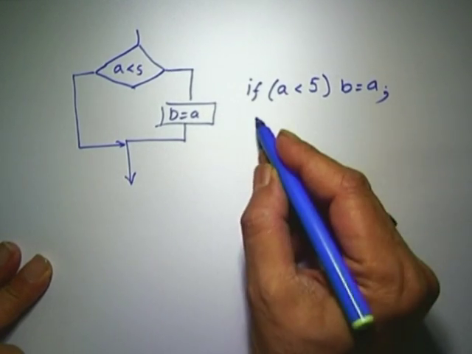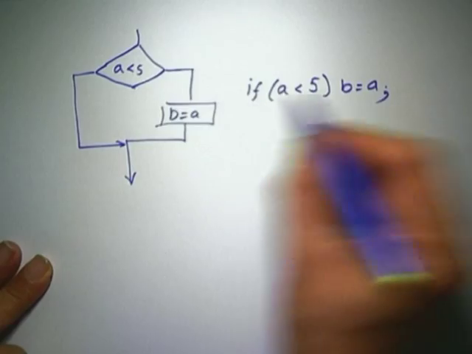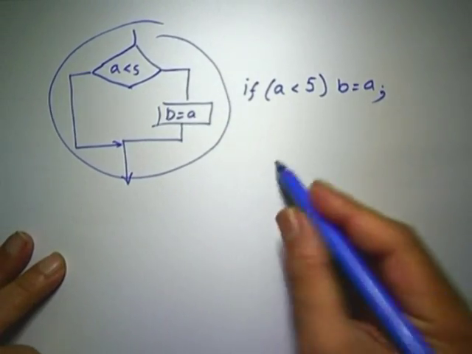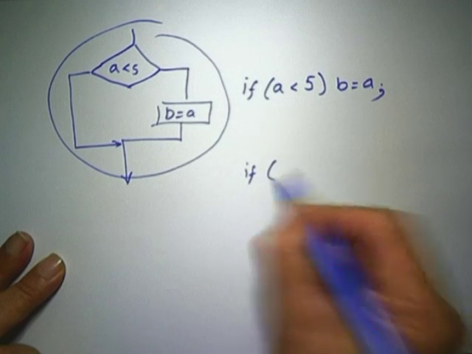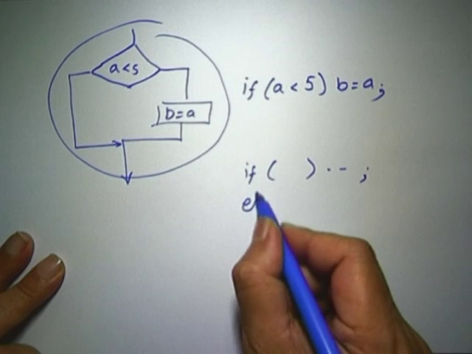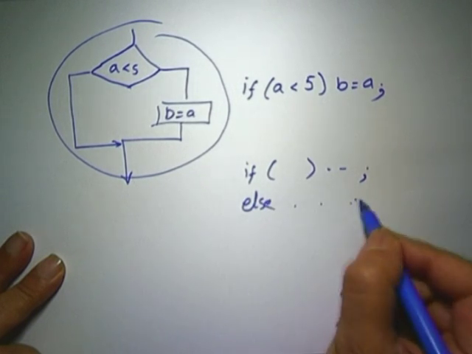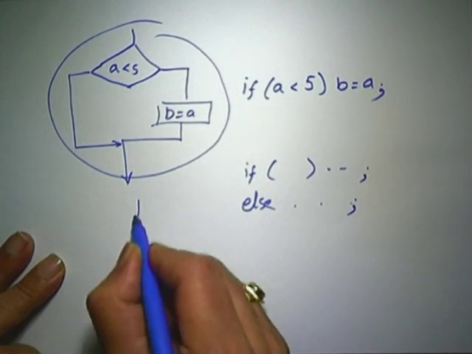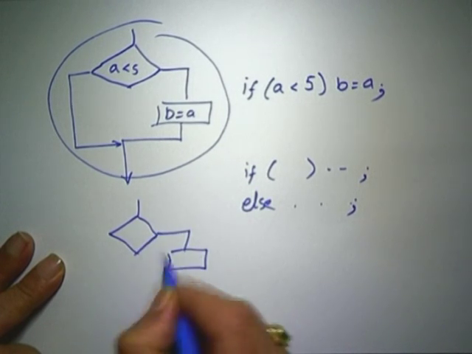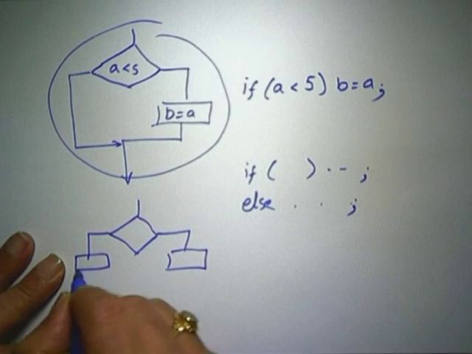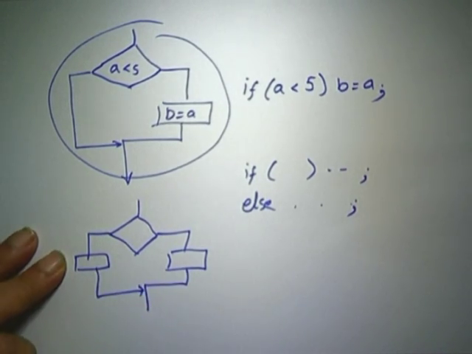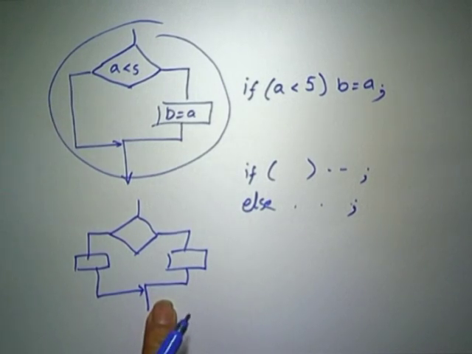If there is no else statement, then the interpretation of this if is exactly like this. If there is an else statement, if some condition, do this, semicolon, else, do this, semicolon. Then the interpretation is that there is a decision making and there is an action here and there is an action here. And either you do this and then come out or you do this and come out. So both logics are possible to be implemented.